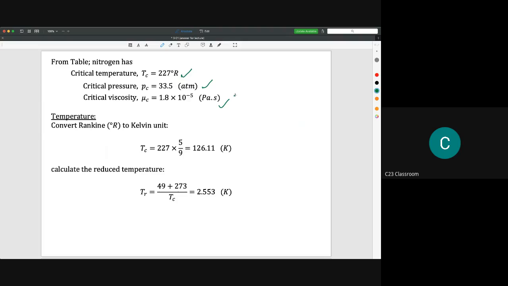So we need to convert the Rankine unit to Kelvin. We have this equation, so you just multiply by 5/9. And then we can calculate the reduced temperature. We have 49 here, plus, converting into Kelvin, 273, and we divide by the critical temperature. So we have 2.553.